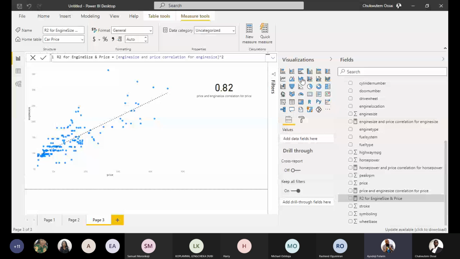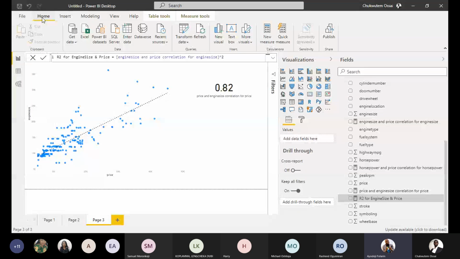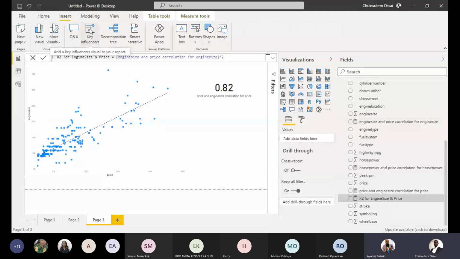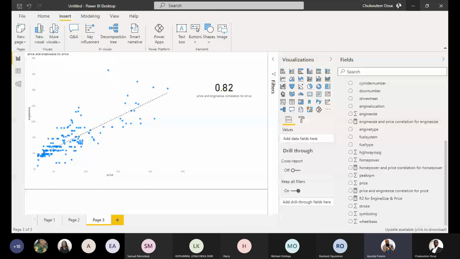Under home or insert, go to insert on your screen. I'm in the SAT now, so this is the key influencer. Under insert, look at that tool. That is a wonderful visual. It's one of the 4 AI visuals that Microsoft gave to us, and that is key influencer. So maybe one of us will talk about it, and we will learn how to use it inside out. So thank you very much for that question.